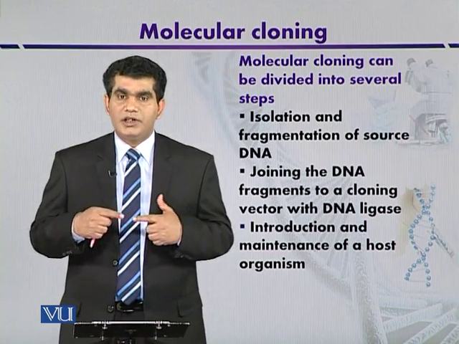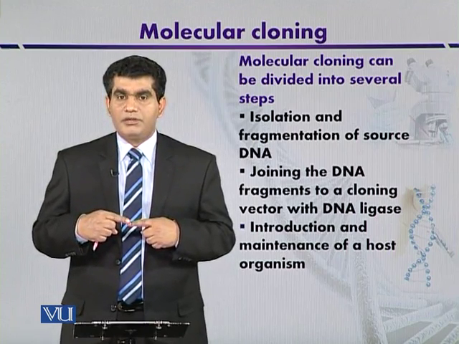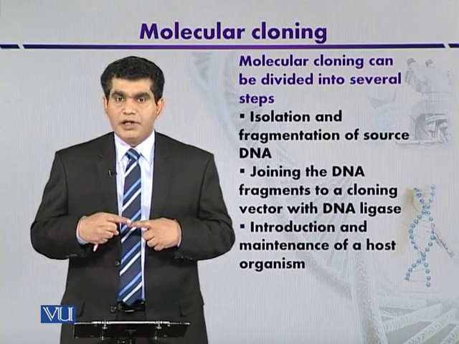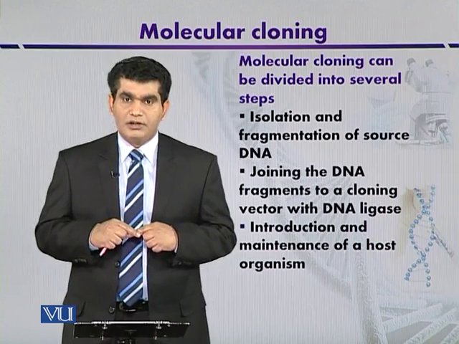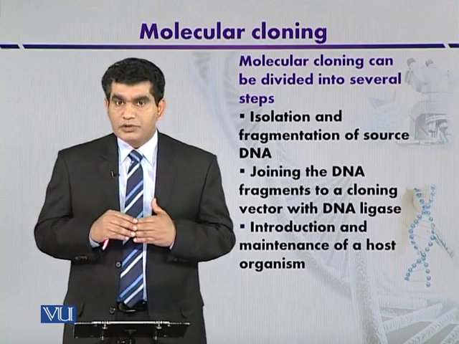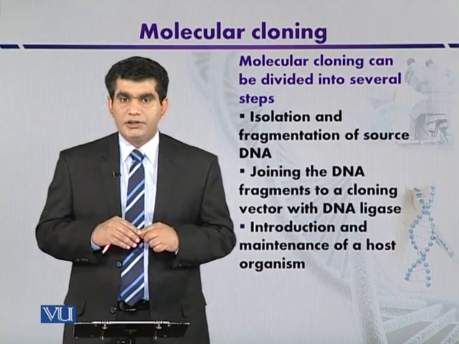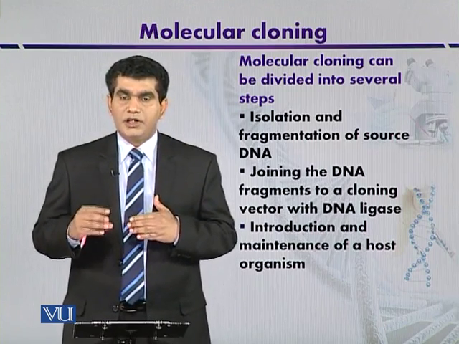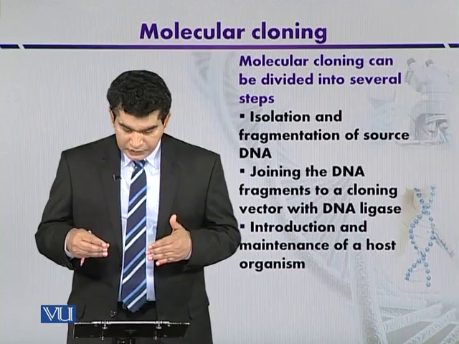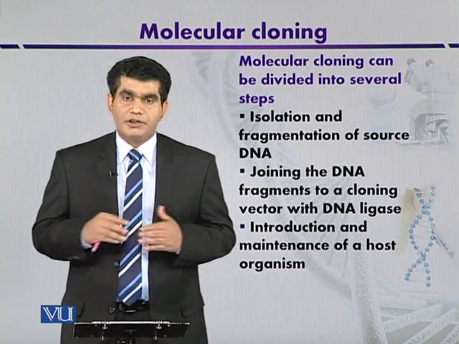Now, cohesive ends are the single-stranded DNA segments of the double helix of the DNA that can again bind if complementary base pairs are available. Otherwise, in some cases, blunt ends are also produced that can be joined or ligated by applying different techniques. Now, we have inserted our gene of interest into the vector, and then the next step is the introduction and the maintenance of the host organism.